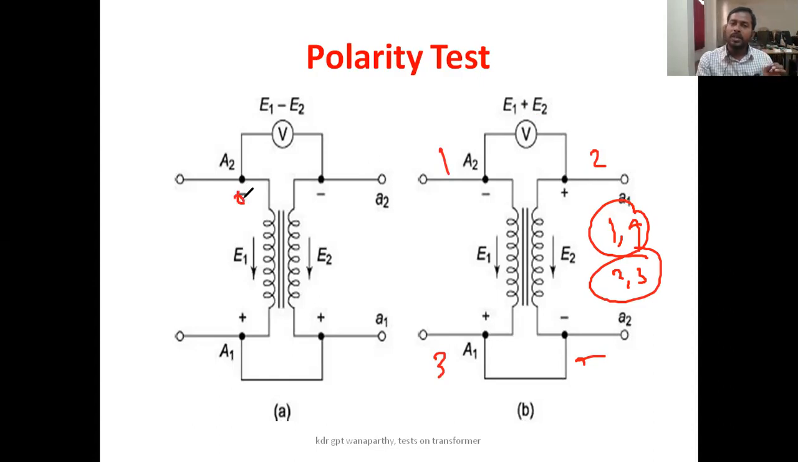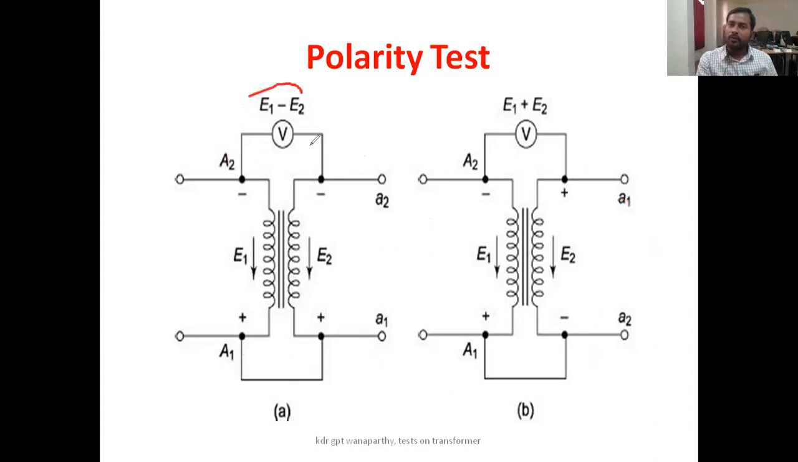Here, similar ones, nothing but terminals 1, 2, 3, 4. In these terminals, either 1, 2 should be indicated with a dot, or 3, 4 should be indicated with the dot notation, based on the voltage readings which are connected between the 1 and 2 ends of the primary and the secondary windings.